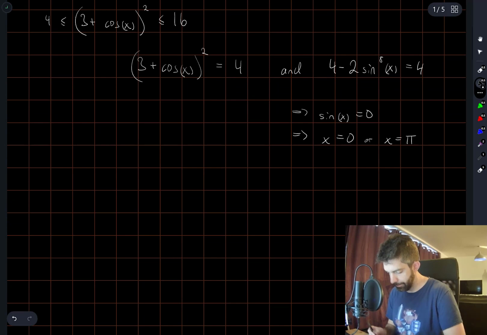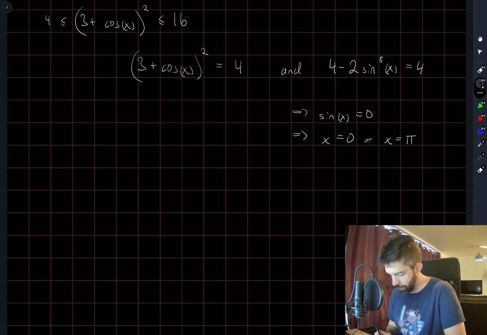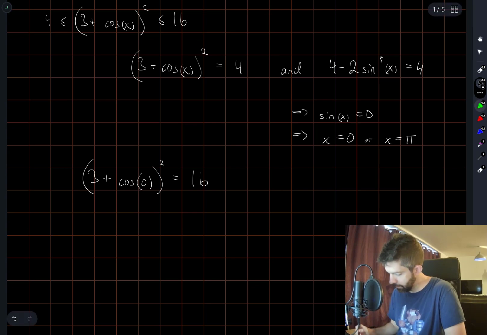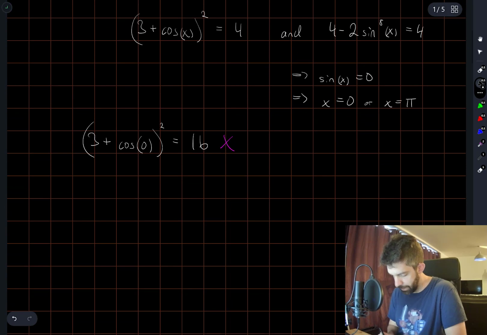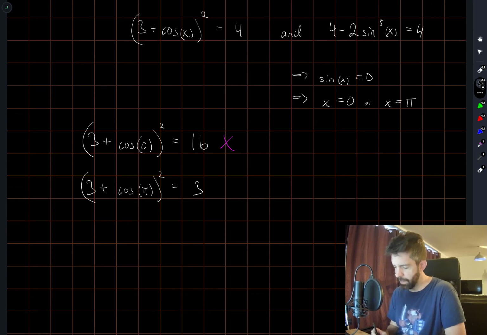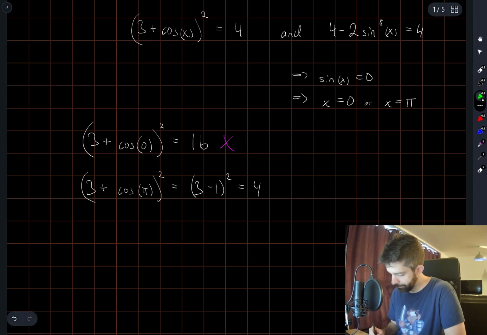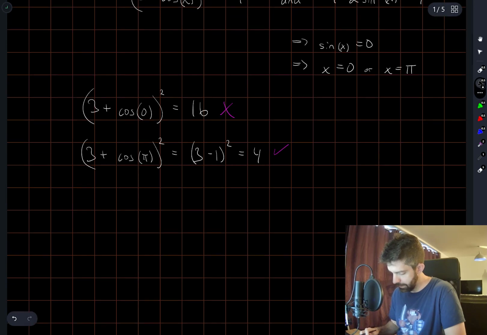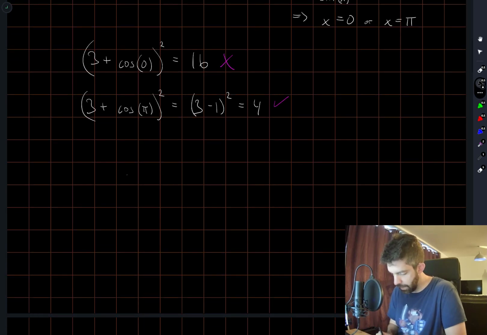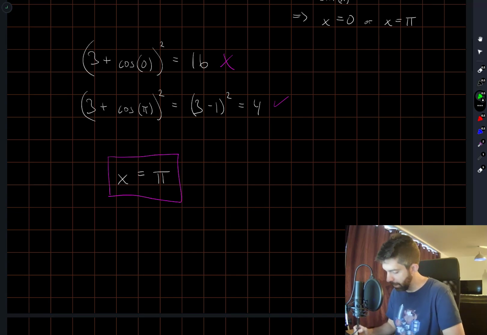So on the left-hand side, if I substitute x equals 0, I get 16, so that doesn't work. And if I substitute x equals π, cosine of π is -1, so that's 4. Okay, so this does work. And so not only do we know how many solutions there are, but we know that the only solution to this thing is x equals π.